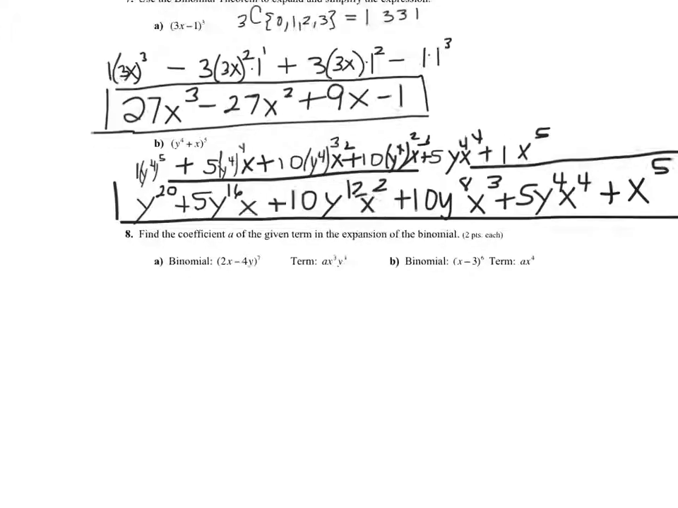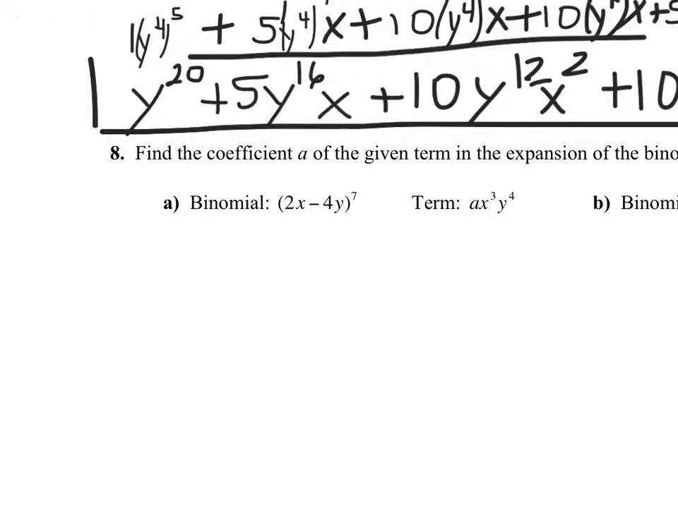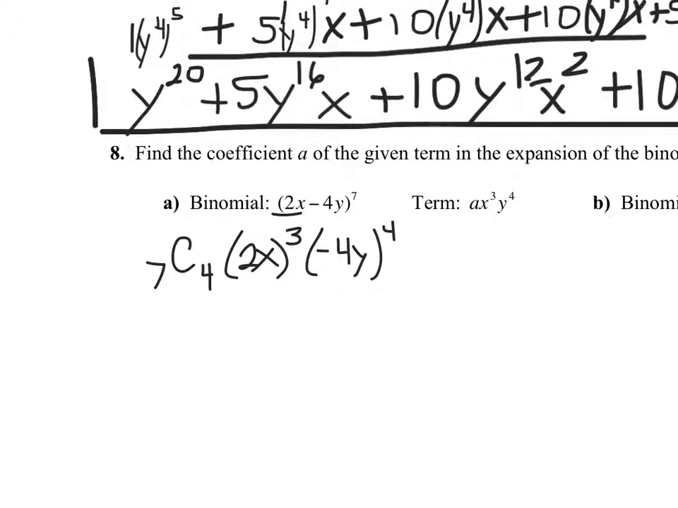Okay, here we go. Now we're going to just find one term only. I like these. Do you want to try this one? Do you remember how to do it? Yeah? Okay, so these are the ones that we talked about. So this is going to be 7C4, and then the 2x, the whole first term, is cubed, and negative 4y is to the fourth power.